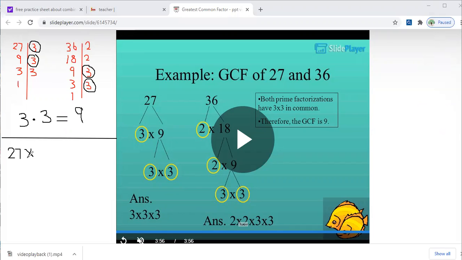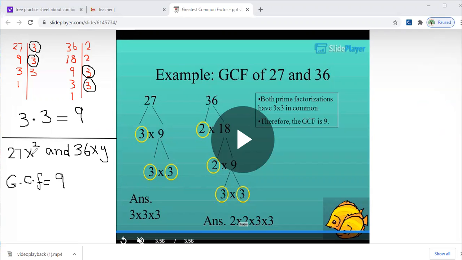Also, we have another part, in case I have 27x to the power of 2 and 36xy. We want to find the GCF of those two terms. Then, first we have to calculate the GCF between the numbers. Already at the top we have 27 and 36. So we said that we have 9.